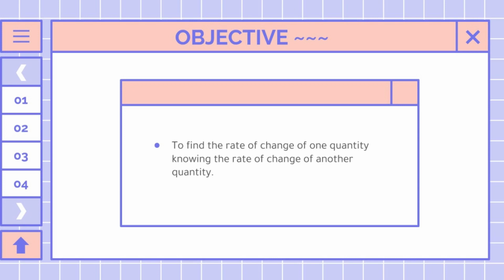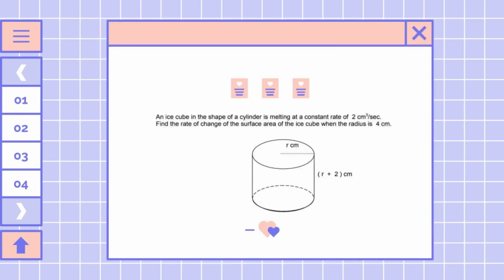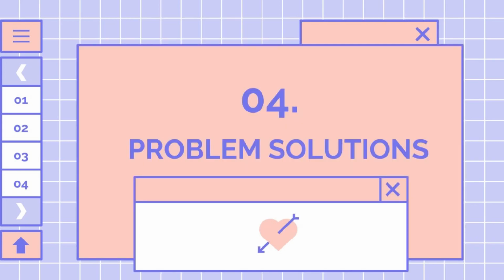another quantity. Problem statement. An ice cube in the shape of a cylinder is melting at a constant rate of 2 cm cube per second. Find the rate of change of the surface area of the ice cube when the radius is 4 cm. Problem solution.